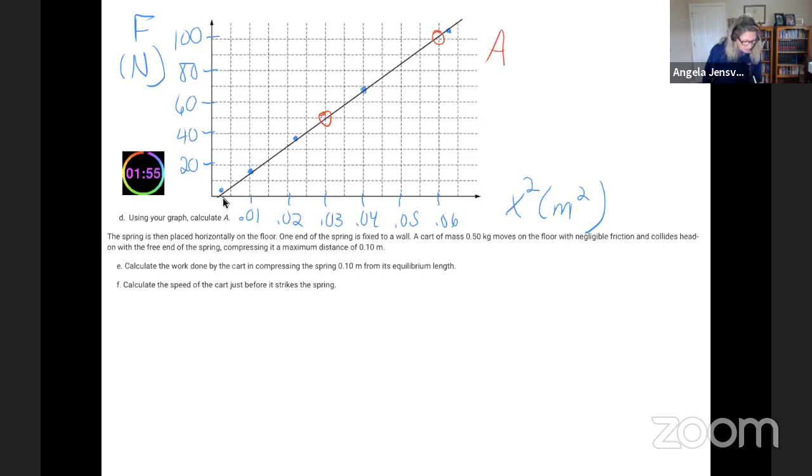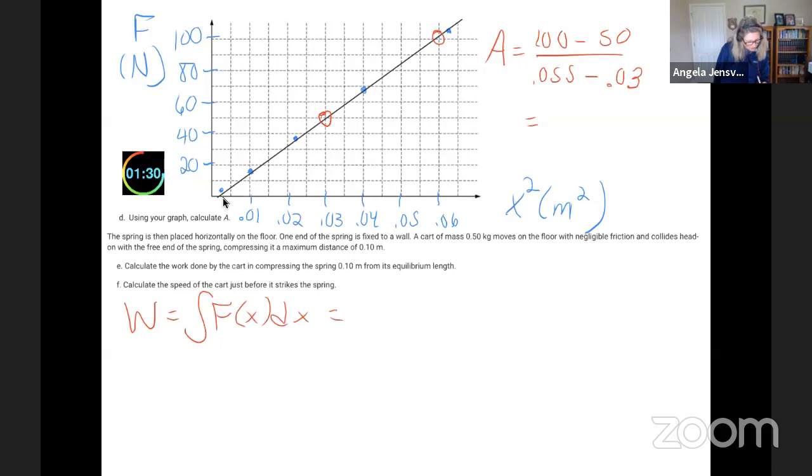So the slope is A. So you would do 100 minus 50 over 0.055 minus 0.03. And whatever you get for that is A. Okay, we don't have time to calculate it right now. Then you want to calculate the work done in compressing the spring. That's the integral of f of x dx, right? So you want to compress it from 0 to 0.1. And the equation for that force was ax squared, right?